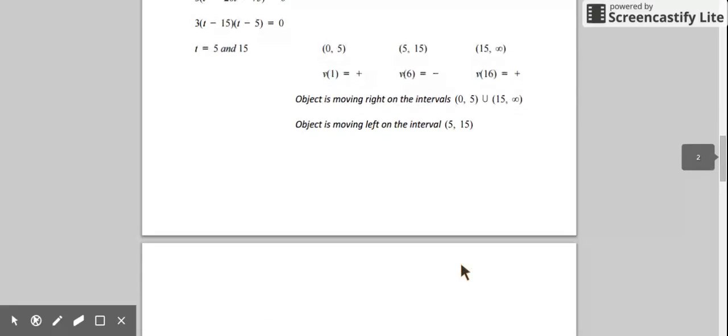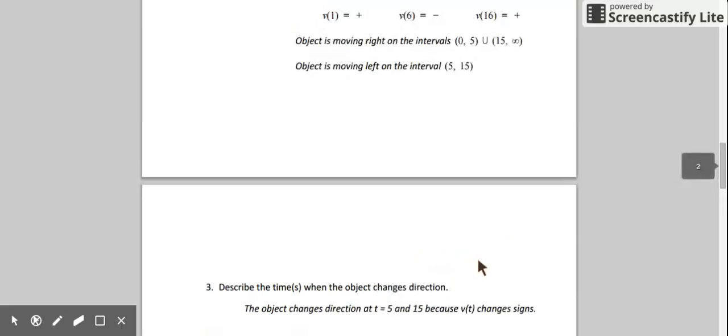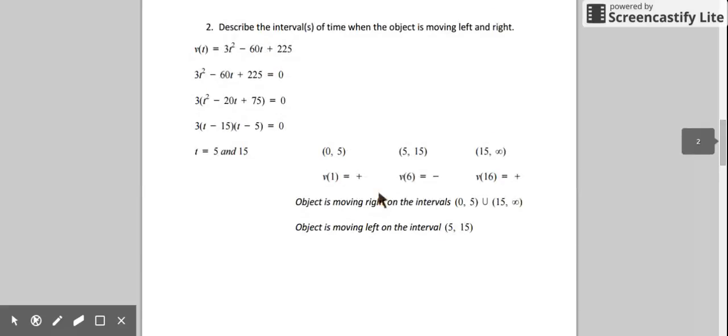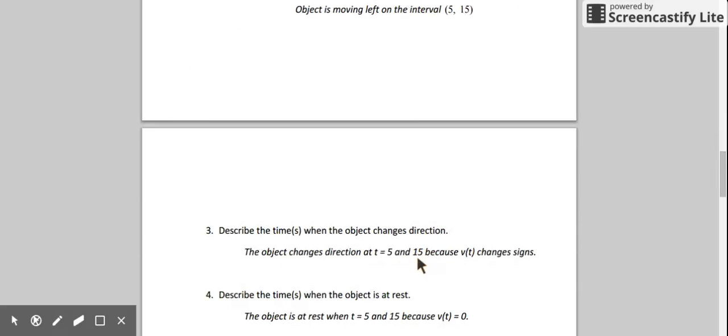Based on that information, we can actually answer a few more questions about the behavior of this object. So when did the object change direction? Well, the object changed direction when our velocity changed signs. So because we changed from a positive to a negative velocity value, we must have changed directions after 5 seconds. And then again, we were going to the left, or a negative velocity value, and then we changed to going right, or a positive velocity value, at the end of 15 seconds. So we changed directions after 5 seconds and 15 seconds.